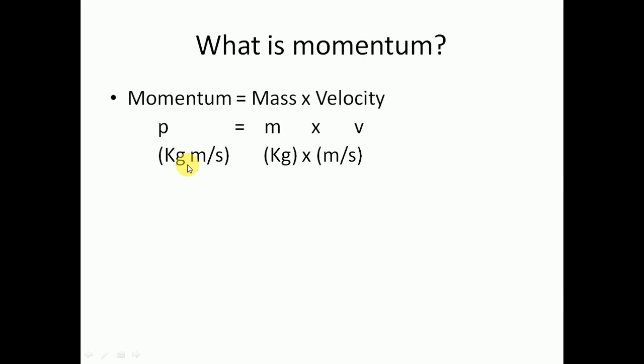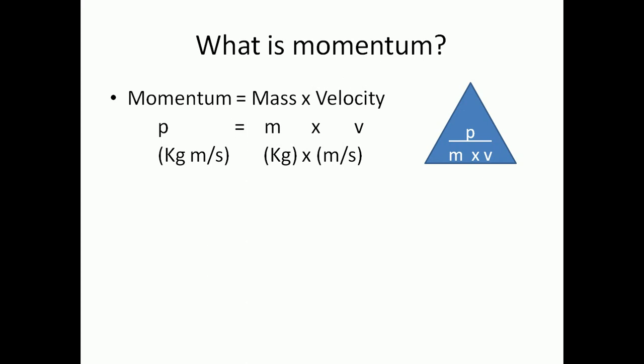meters per second. Now it's very important that when you're writing the units for momentum that you put the forward slash in the correct place. So it is kilogram meters per second. So the slash goes between the M and the S and not between the K, G and the M. Very important that you remember where to put the forward slash.